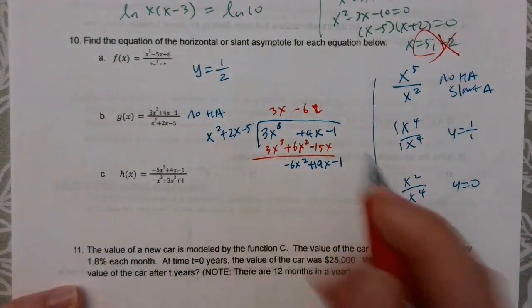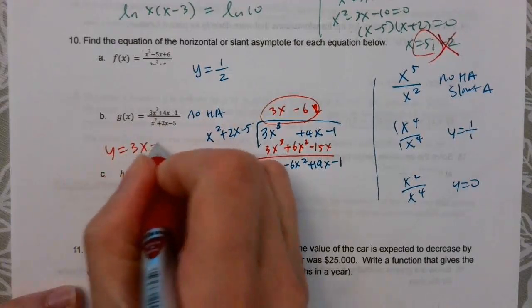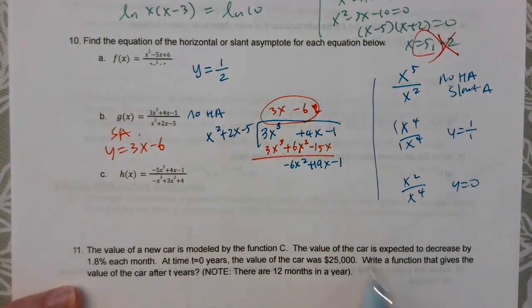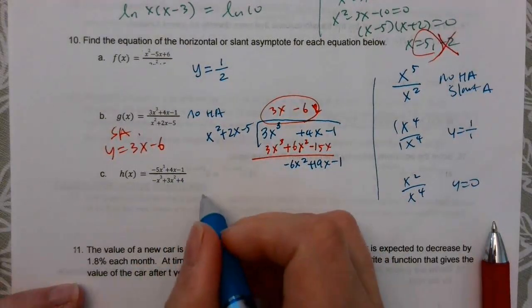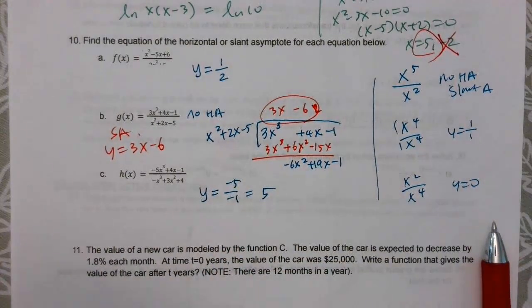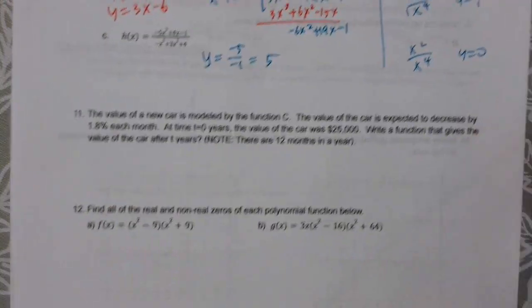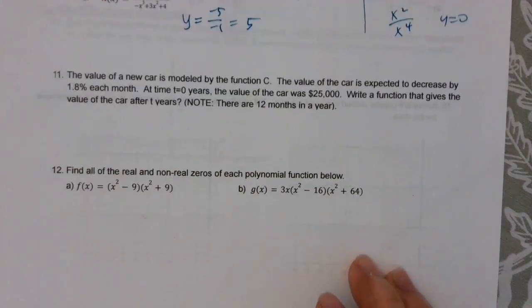I don't even have to fill it out because I don't care about the remainder. That's your quotient right there. Y is equal to 3x minus 6 is your slant asymptote. Sorry, I'm rushing. All right, what about this one? Degree of the top 3, degree of the bottom is 3. Y is equal to the leading coefficient over leading coefficient, y is equal to 5.